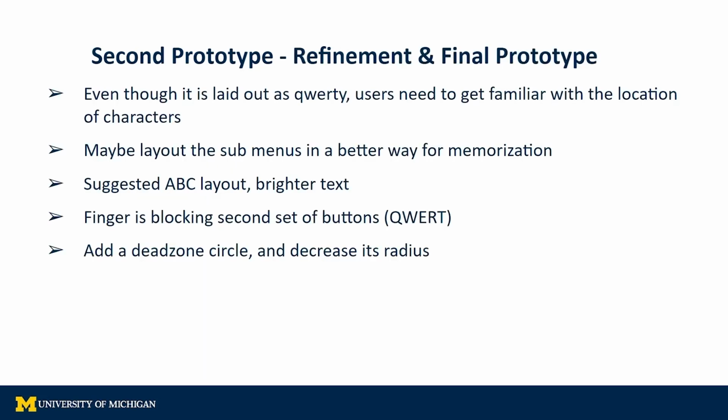Some feedback we got from users was that even though it's laid out as QWERTY, users still need to get familiar with the location of characters. They suggested different types of layouts to help with memorization, such as an ABC layout, and they also wanted us to write in the text. One interesting thing they noticed was that sometimes our finger is blocking the second set of buttons. So if you wanted to select a T, you would drag up to the QWERT, and then you'd have to drag back down to the T, but your finger would block that part. Other users also wanted us to add a dead zone circle and decrease its radius.